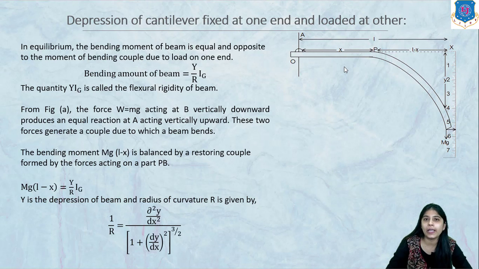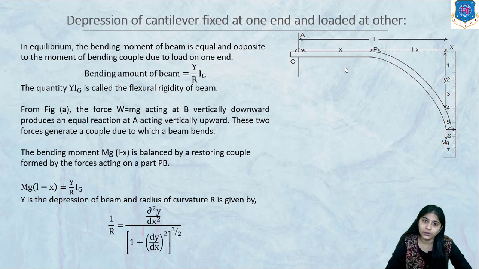Consider this figure A. A load mg is being applied. So whenever the force W equal to mg is acting on a cantilever, it is acting vertically downward. It produces an equal reaction at A, acting vertically upward. Now these two forces generate a couple due to which the beam bends.